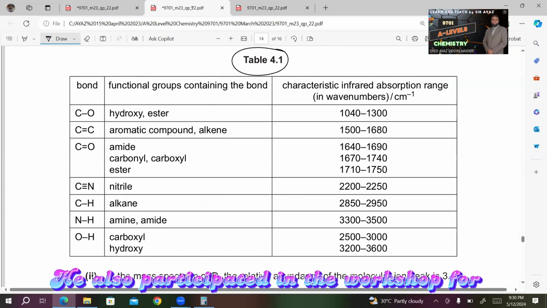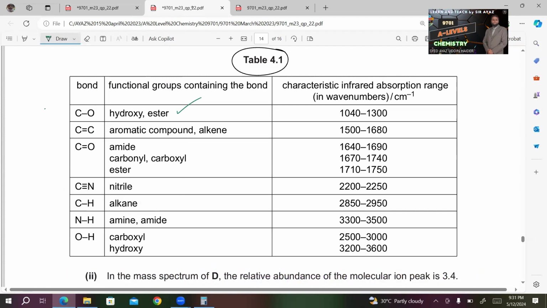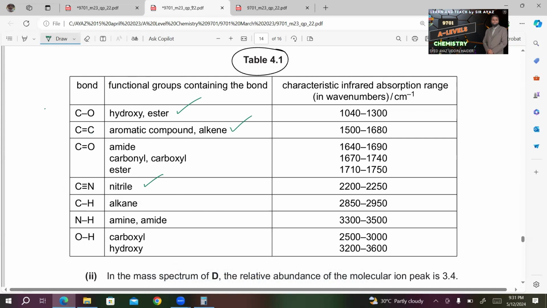So we have the possibility of these. Hydroxy, C-O, there's a possibility. What about alkene? Yes, there's a possibility. Nitrile, C triple bond N, yes. Alkane, yes. Amine, yes. Hydroxyl OH, yes.